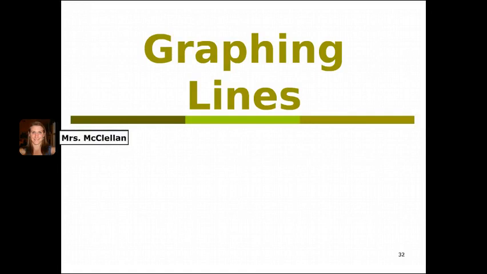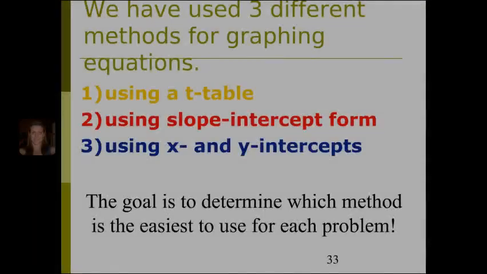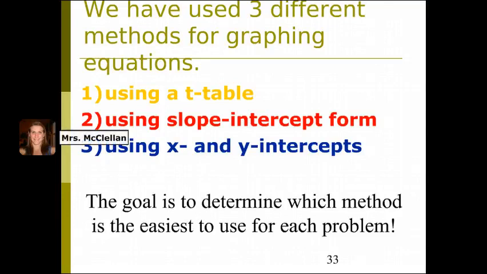The following section discusses graphing lines. There are 3 different options when graphing equations. One option would be to use your t-table. Remember, when you're making a t-table, you plug in x values and you want to have a positive, a negative, and a 0 that you're plugging in for your x values, and then plot the points.